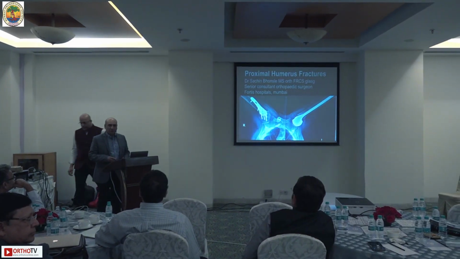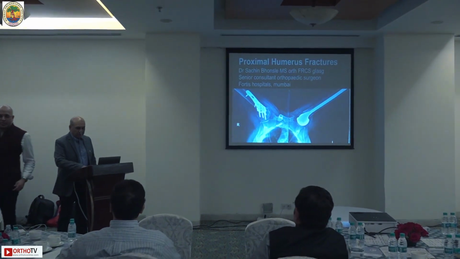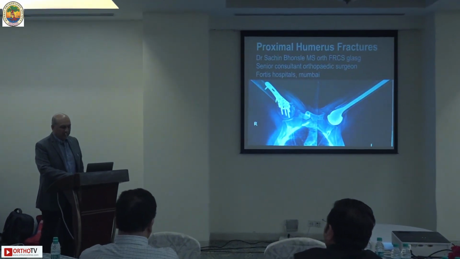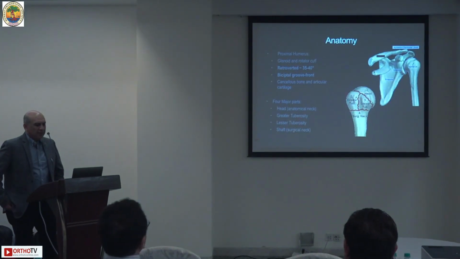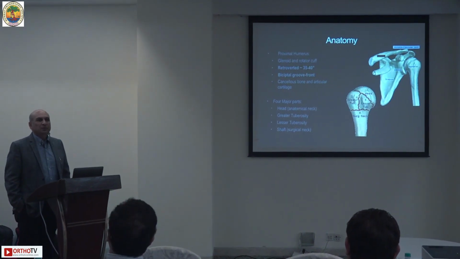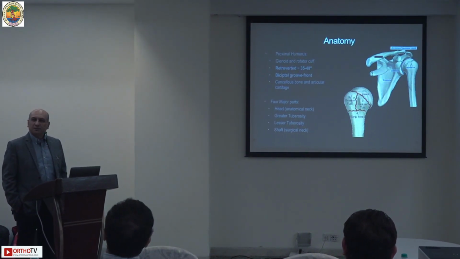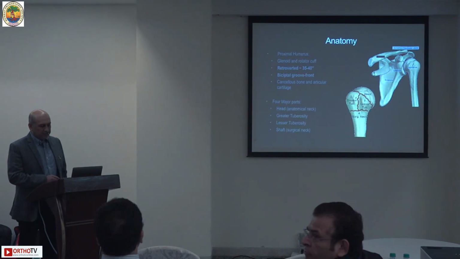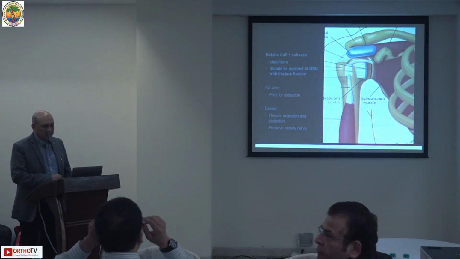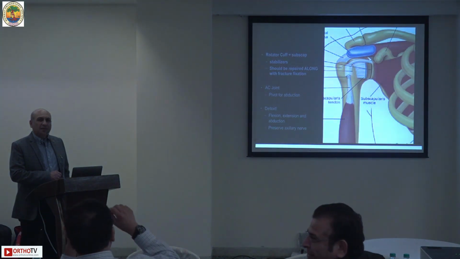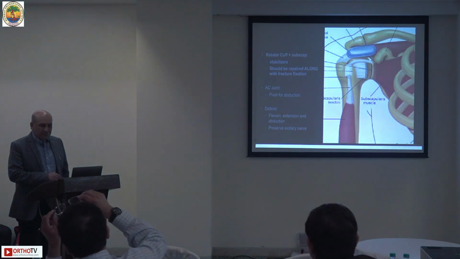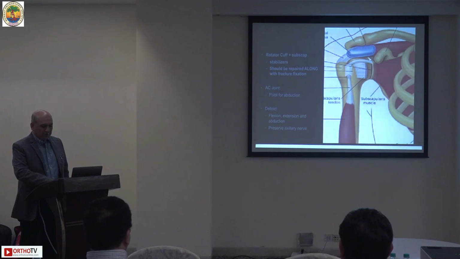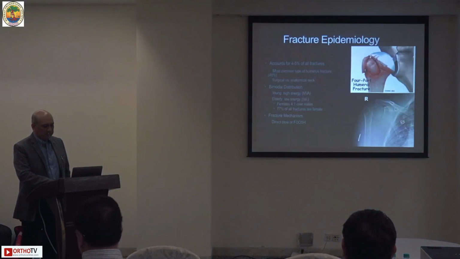I'm going to talk about proximal humeral fractures today, quite a common fracture. We all know the anatomy of the proximal humerus. The shoulder is a ball and socket joint, quite unlike the hip. So the rotators are very important. All the muscles, subscap, supraspinatus, infraspinatus, teres minor are important muscles around it. So we have to respect the soft tissue in addition to the bones.